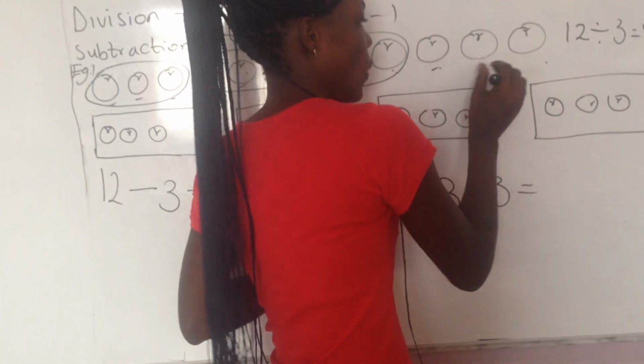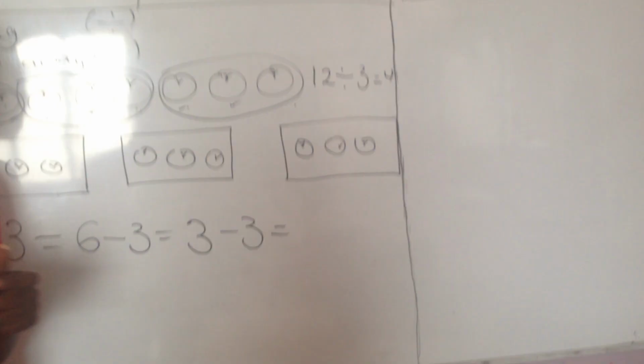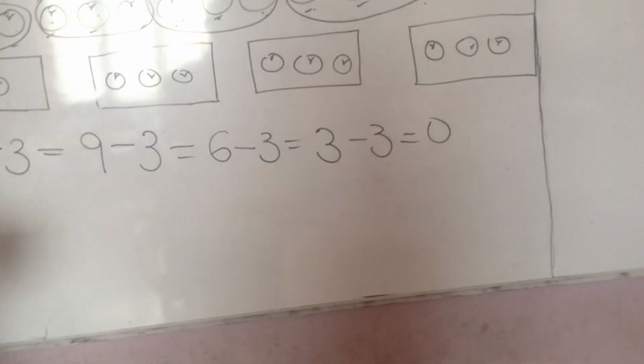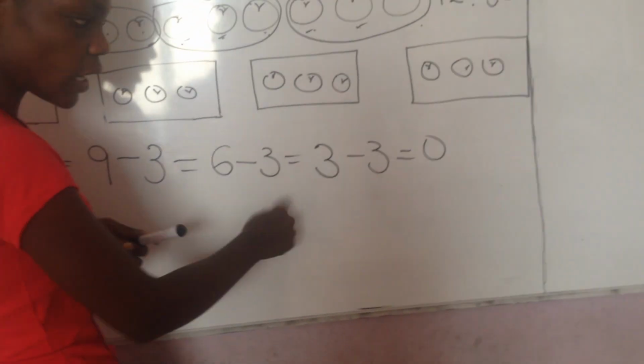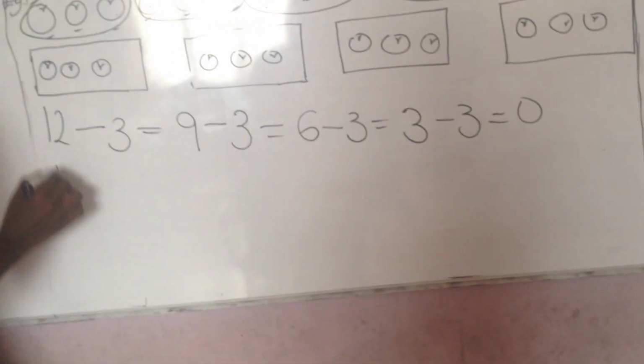We count 1, 2, 3. There are no oranges left, so you get a 0. So 12 minus 3 gives us 9. 9 minus 3, 6. 6 minus 3, 3. 3 minus 3, 0. So this is how you do it.